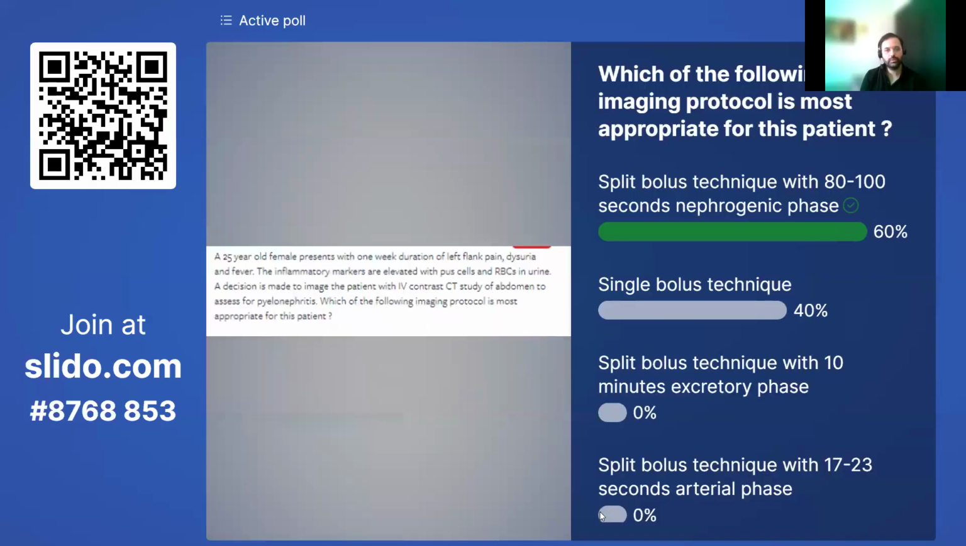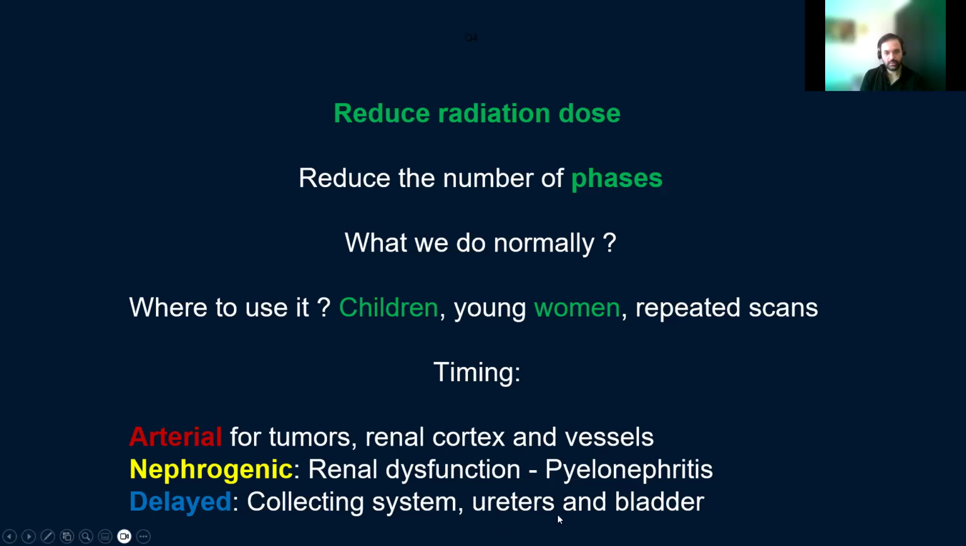So in this particular question, the answer mentions an 80 to 100 seconds nephrogenic phase. So we are not actually doing a delayed phase in this patient, because, as you rightly mentioned, there is no need to look at the collecting system, ureters and bladder. So for this particular patient, it's only the nephrogenic phase which is the correct answer. Is that the right explanation? Are you happy with what I said?